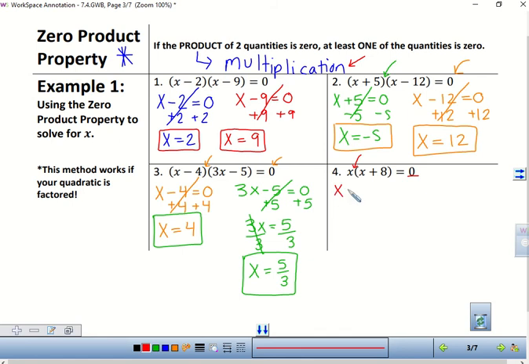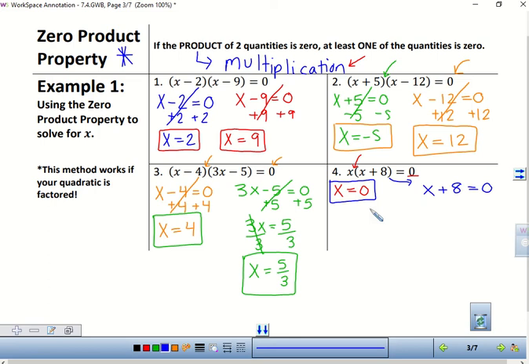So, I'm going to set x equal to 0, and I'm going to set my other product equal to 0 as well. x plus 8 is equal to 0. So you set each one of those equal to 0. Now, what do you notice happens in this first equation? Do we have to solve anything? No, see how it's already solved for us, right?